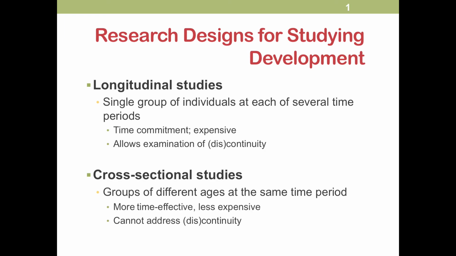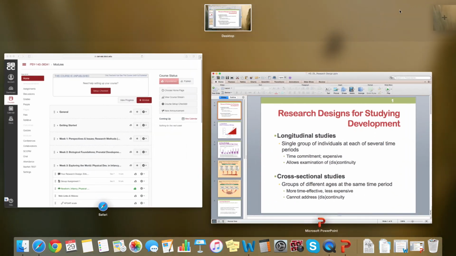Cross-sectional studies, on the other hand, are more time and cost effective because you're measuring everybody in the same period, but they can't address this continuity because they are looking at different people. That is, in a nutshell, research design. Catch you on the next one.